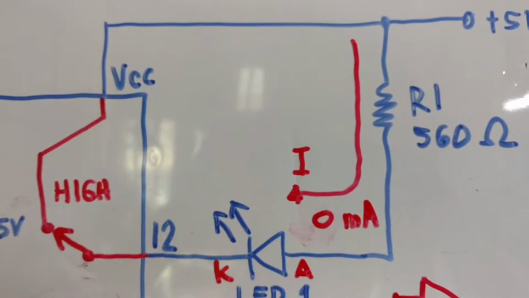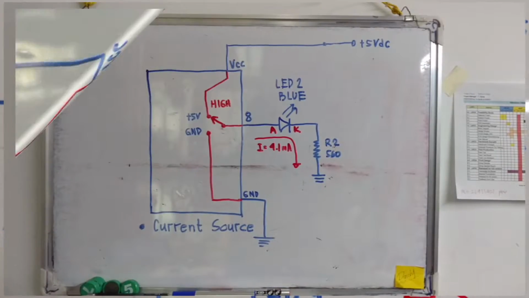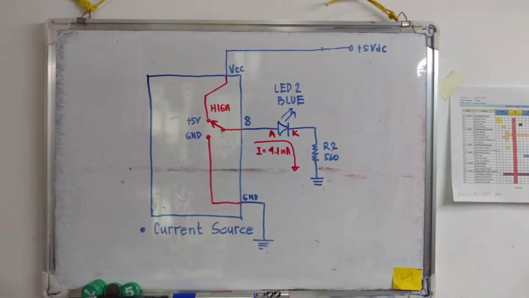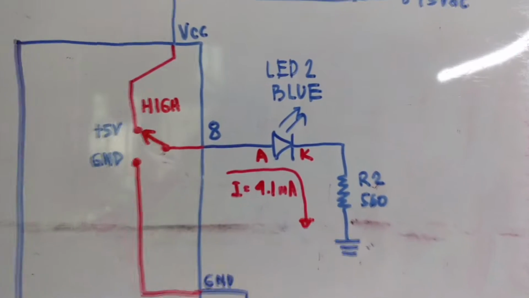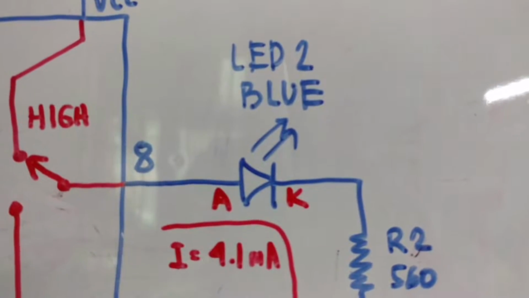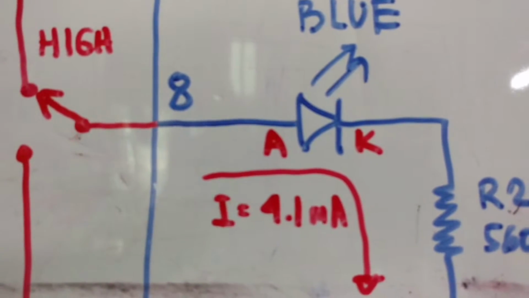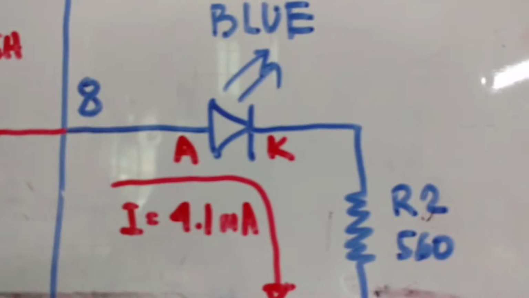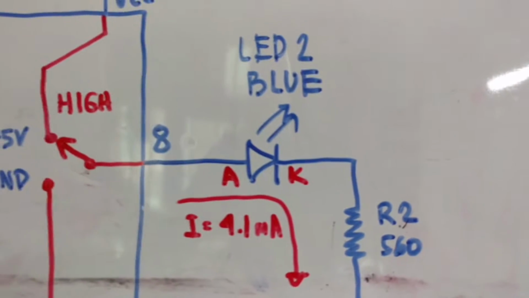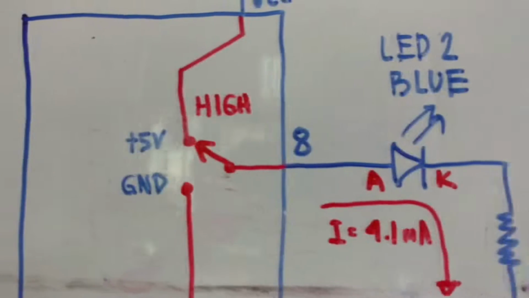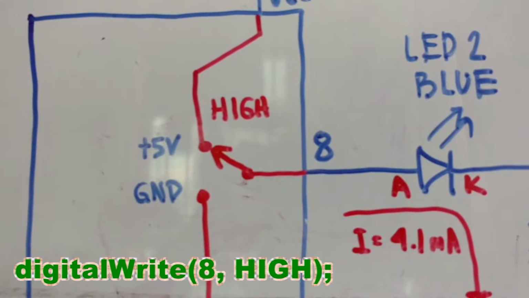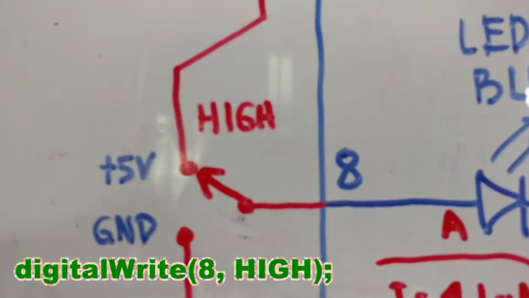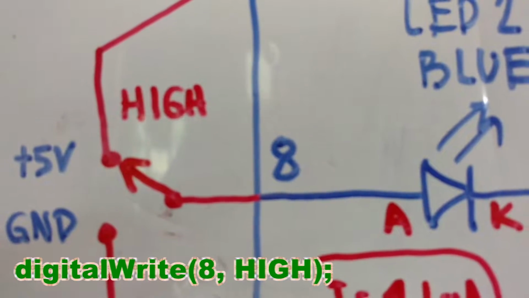That is why it does not light up. And here is what is happening for the current source configuration. In order for the blue LED to light, we need to apply a positive voltage more positive than the cathode of the LED. So we can instruct the microcontroller through the program, digitalWrite at pin 8, to be high.